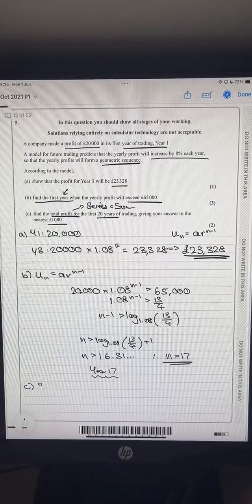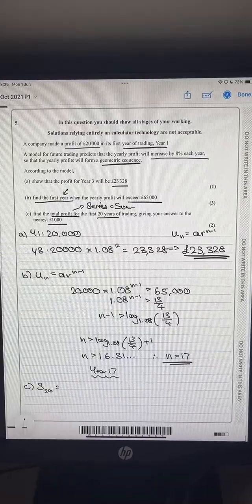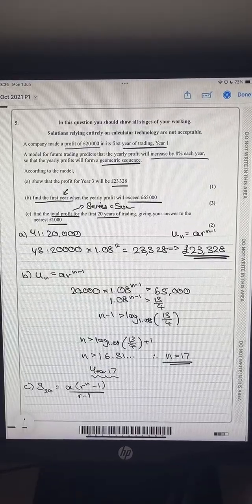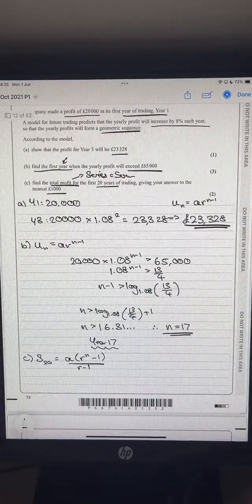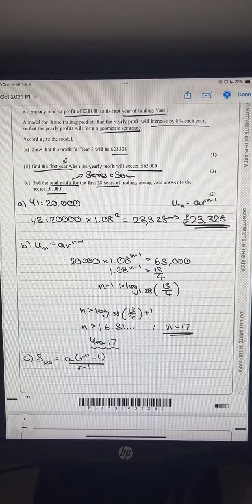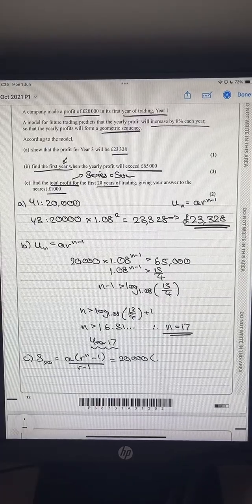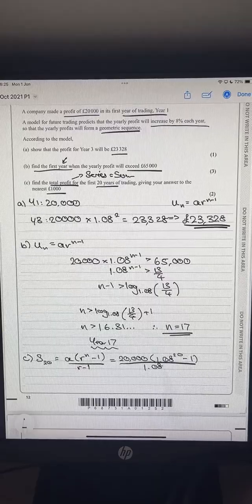So we know that the sum of the first 20 terms, and the general rule is a times r to the power of n minus 1, divided by r minus 1. And the reason I've done r^n minus 1 instead of 1 minus r^n is because my ratio r is greater than 1, so I find this is easier to work with. So all I have to do is substitute in. a is my first term, which is 20,000 as they told me. r is 1.08, n is 20, minus 1, divided by 1.08 minus 1.